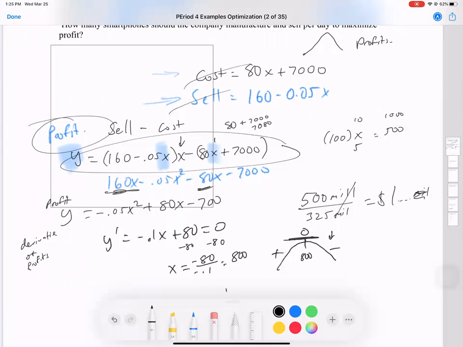Just like Charles said yesterday, the hardest part is setting up the equation. And I agree. I think the hardest part is always going to be setting up the equation. Like, what are you supposed to do? How do you start the problem? And that's the answer. The answer is 800.